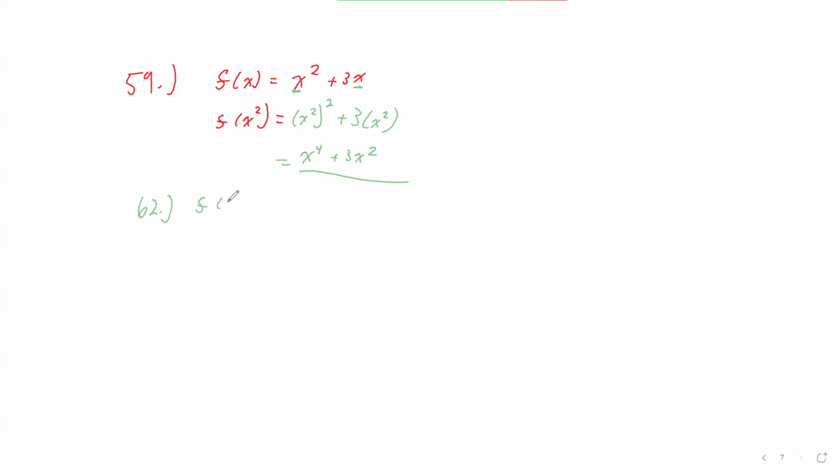62 says f of x equals negative x squared minus 7. This time I want to do part B. So let's find f of x minus 1. So again, I'm going to replace any x with x minus 1. So it's going to be negative x minus 1. Again, notice I used parentheses, squared minus 7.